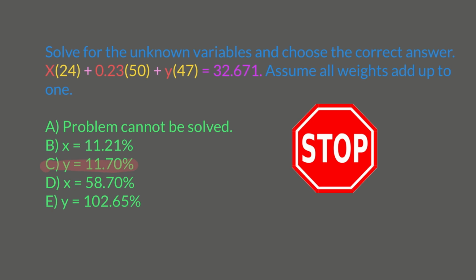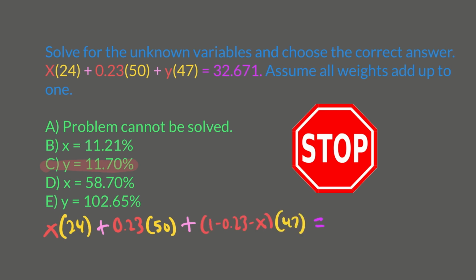To solve for x, we can rewrite the equation as x times 24 plus 0.23 times 50 plus 1 minus 0.23 minus x times 47 equals 32.671. Notice how we rewrote y as 1 minus 0.23 minus x, not 1 minus x or 1 minus 0.23. Again, it is important to remember that all the weights add up to 1. After solving for x, we can then solve for y by plugging x into y equals 1 minus 0.23 minus x equals 0.1170.